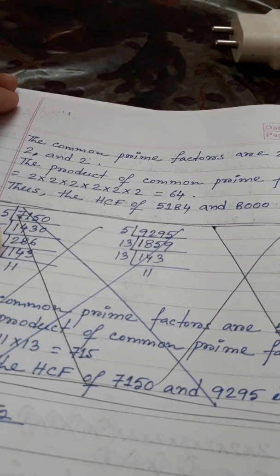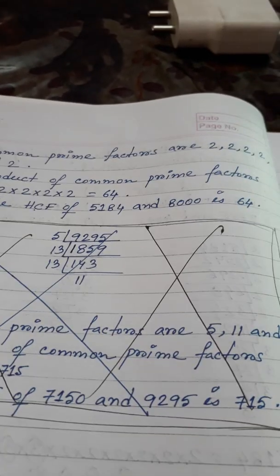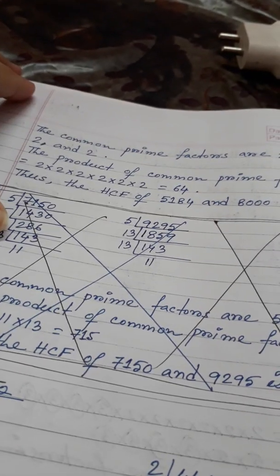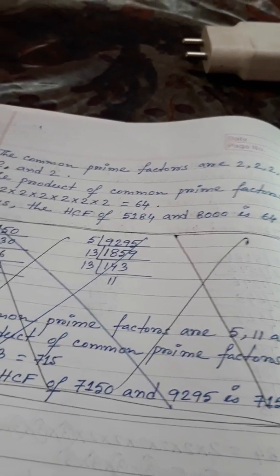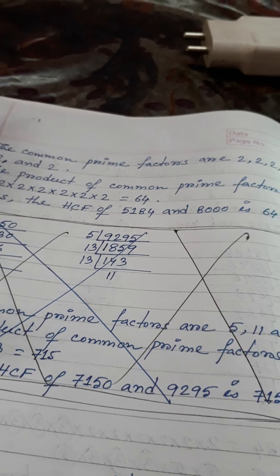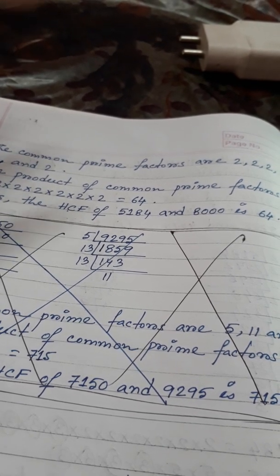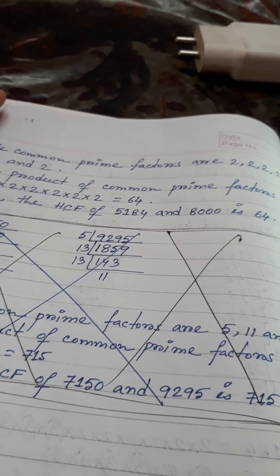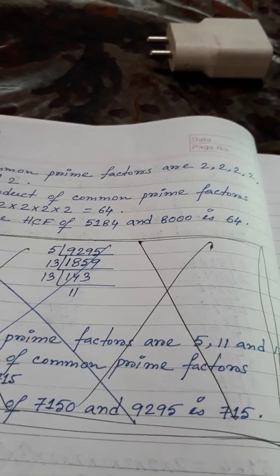So see here, the second question, question number B. The common prime factors are 2, 2, 2, 2, 2 and 2. So six 2s are here. 2 to the power of 6 means 64. The product of the common prime factors is 2 into 2 into 2 into 2 into 2 into 2, which is 64. Thus the highest common factor of 5184 and 8000 is 64.